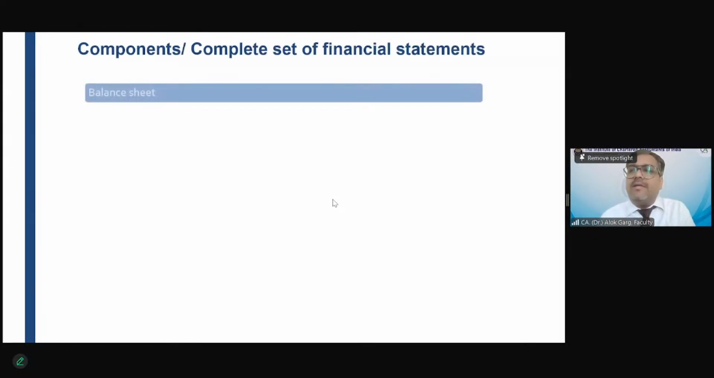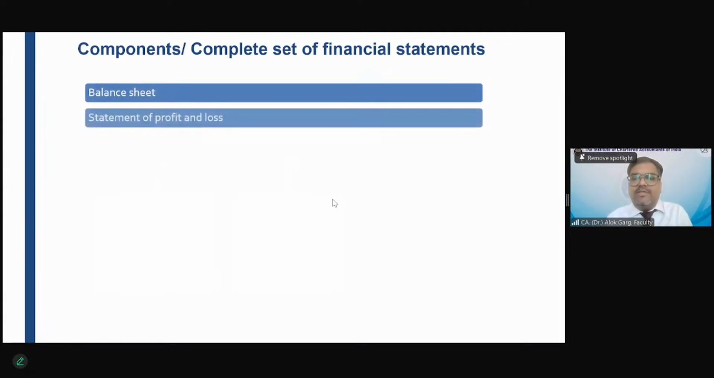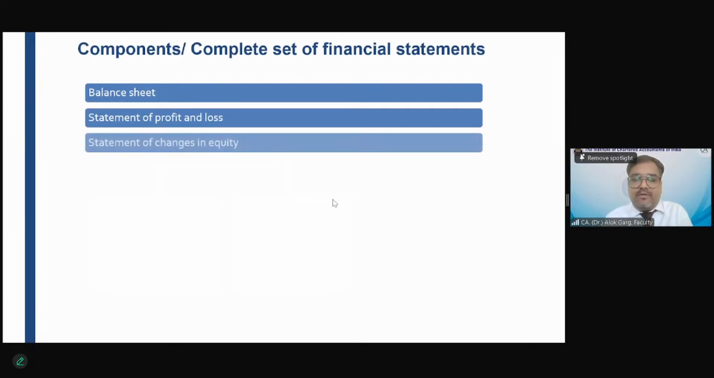So friends, this standard talks about what are the components of the financial statement. Like it talks about the balance sheet. What is the guideline for balance sheet? It talks about statement of profit and loss. Can you tell me the new section in statement of profit and loss, which was not there earlier? The new component, new section in statement of profit and loss.